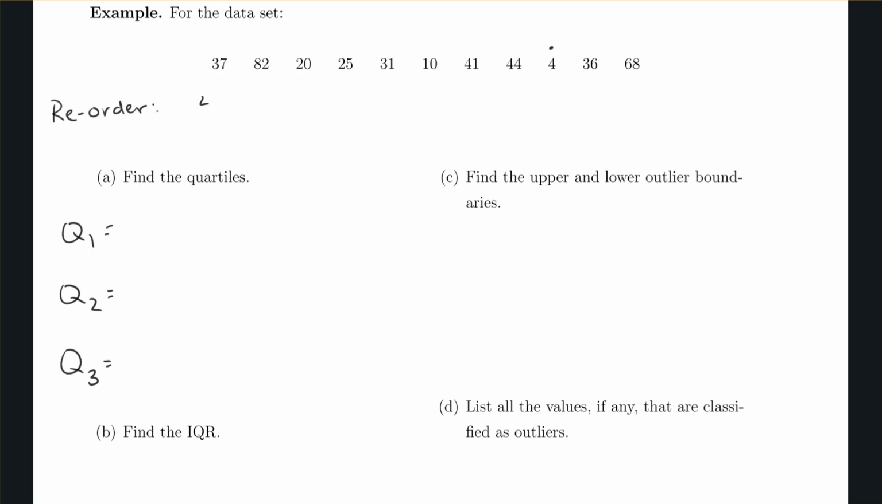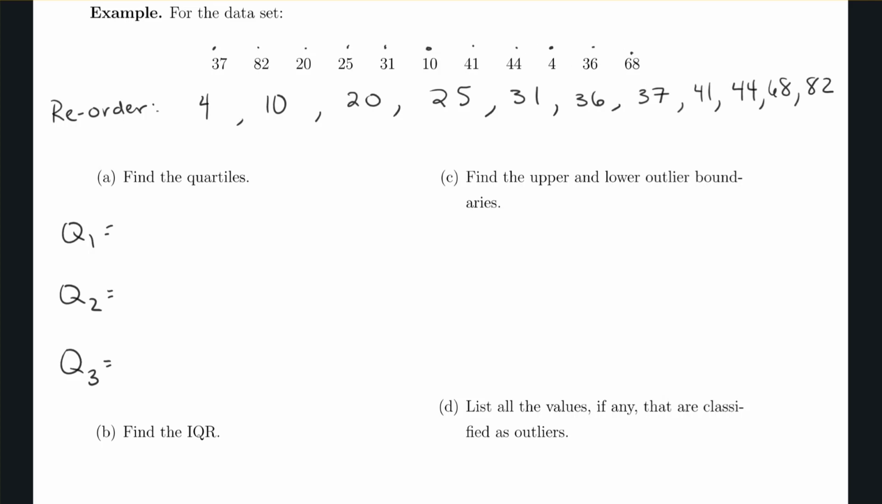Looking, the lowest is 4, so we start with 4. Then next we've got, I believe, 10. Next is 20. Then 25, then 31, 36, 37, 41, 44, 68, and then 82.